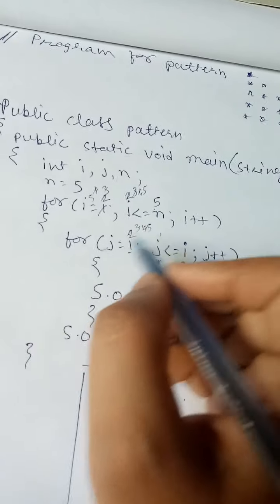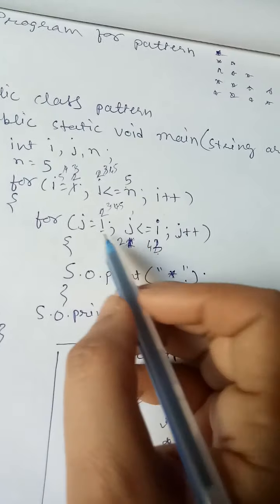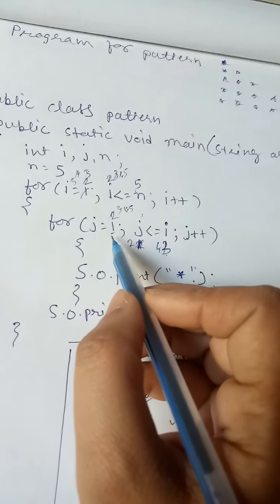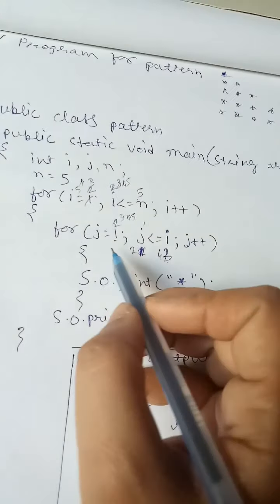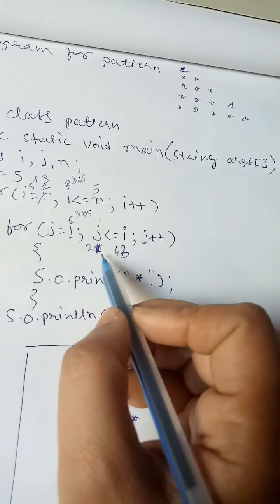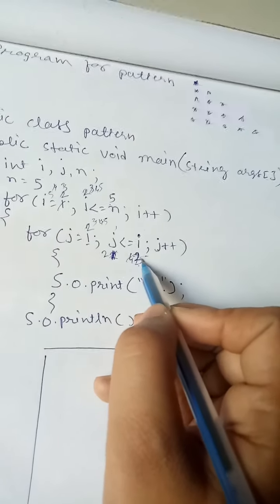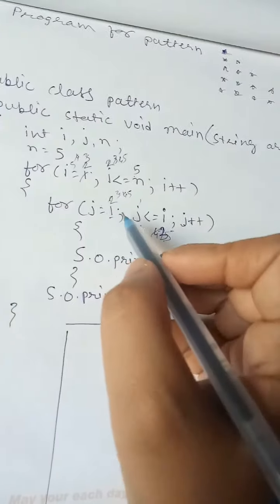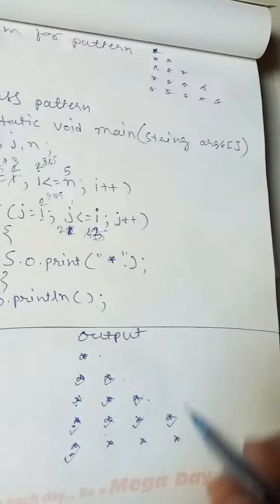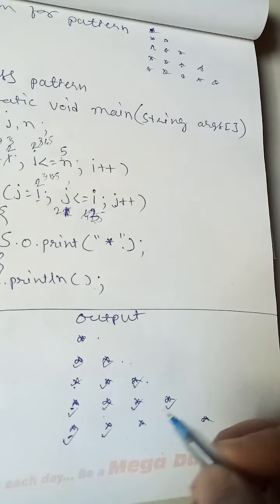Yes, condition is true, so again we will move to this block. Again j will be set to 1 and it will be updated up to 5. So in the first case we will check 1 is less than or equal to 5. Yes, so it will display 1 star. Now j becomes 2, which is less than or equal to 5. Yes, so the condition becomes true and it will display a star.